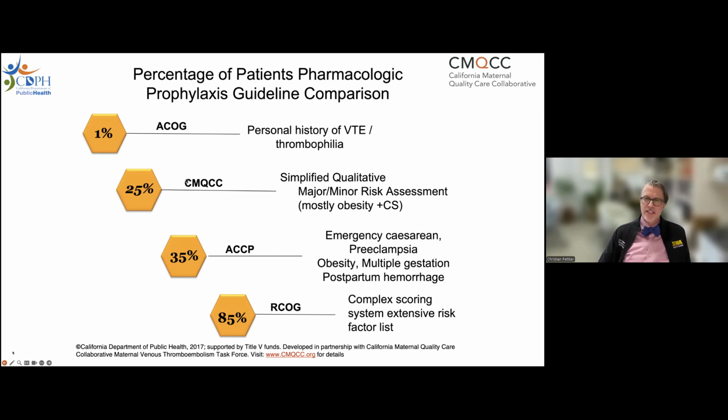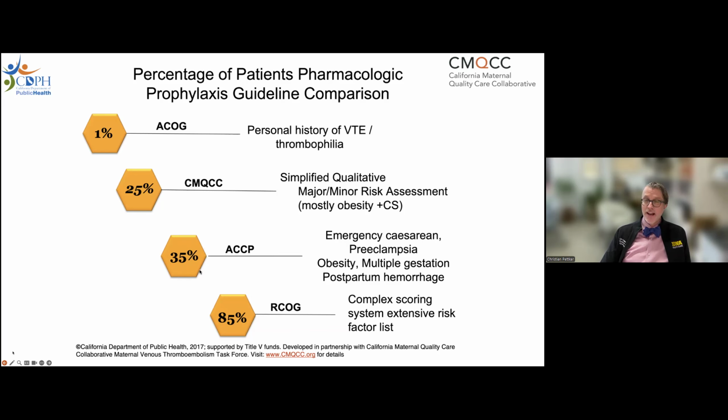Then if we use the CMQCC criteria, which uses a major and a minor risk assessment, which we get into in a couple of slides, those are related mostly to obesity and cesarean delivery. We would be covering about 25% of our patients with thromboprophylaxis, like Lovenox postpartum. If we were to use the CHEST guidelines and the RCOG guidelines, those go up to 35% and 85%.